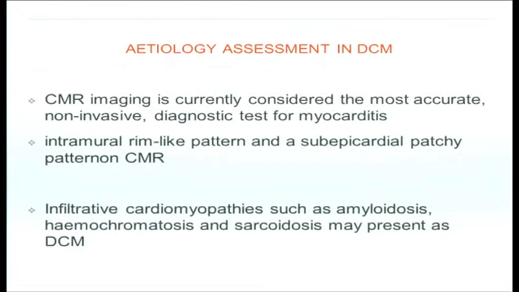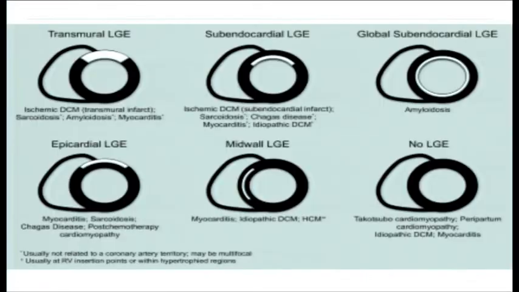Cardiac MRI is currently considered the most accurate noninvasive diagnostic test for myocarditis, which is another cause of dilated cardiomyopathy, and can give rise to different patterns. This describes the first, transmural late gadolinium enhancement, which is typically seen in transmural infarct in ischemic dilated cardiomyopathy, but also in patients with sarcoidosis and patchy myocarditis.